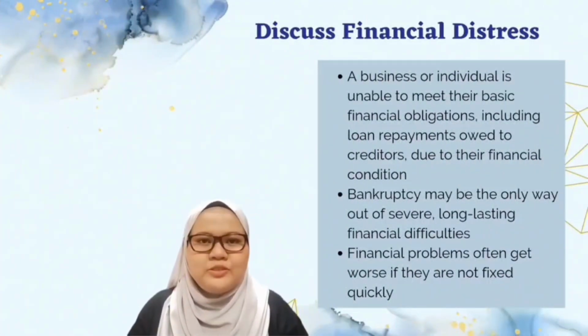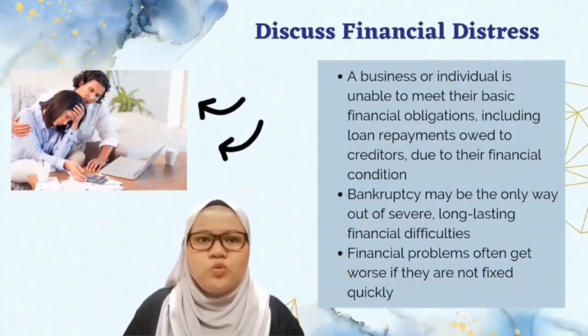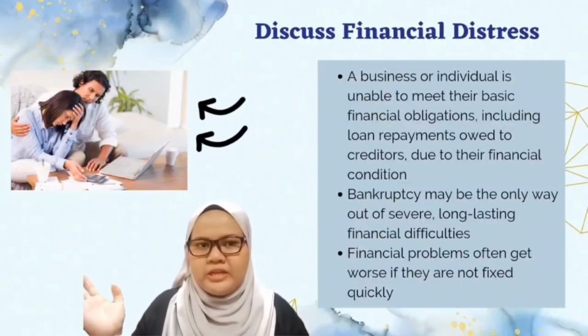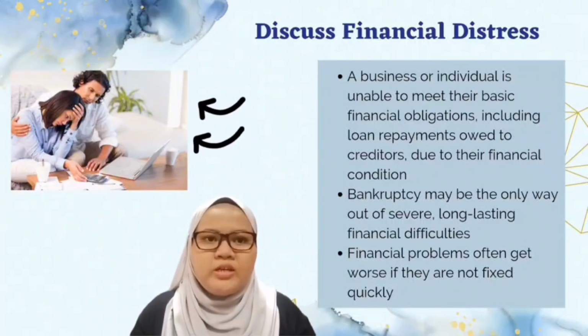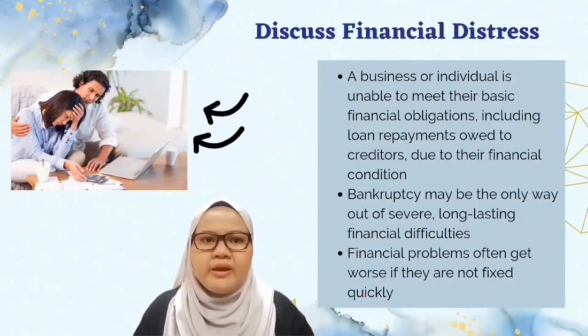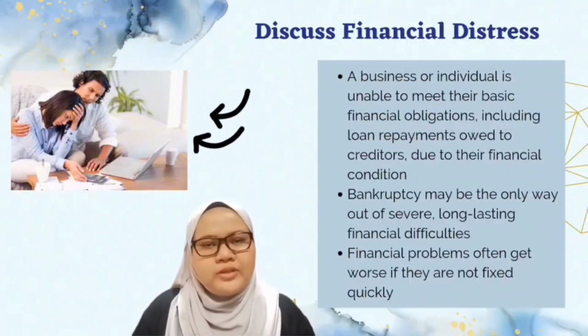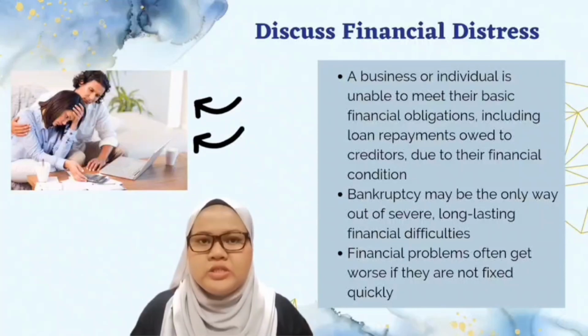Next, I'm going to discuss what financial distress is. In corporate finance, financial distress refers to any situation in which a business or individual is unable to meet their basic financial obligations, including loan repayments owed to creditors, due to their financial condition. In the end, bankruptcy may be the only way out of severe, long-lasting financial difficulties. Financial problems often get worse if they are not fixed quickly.